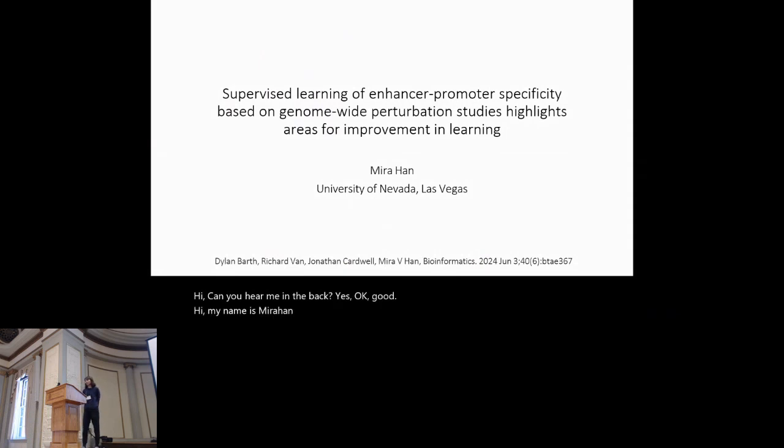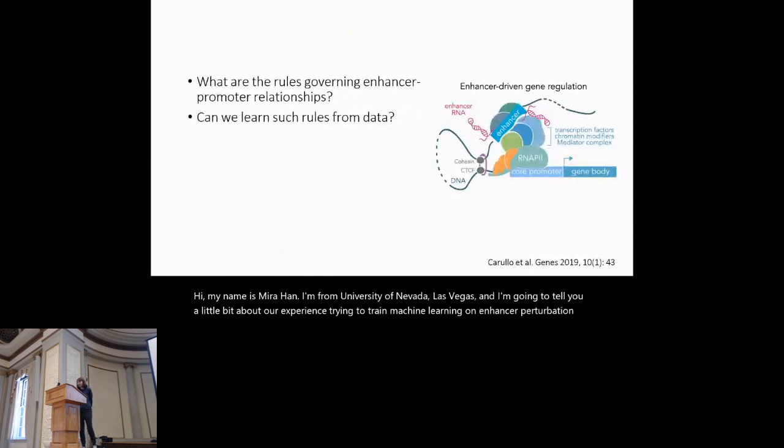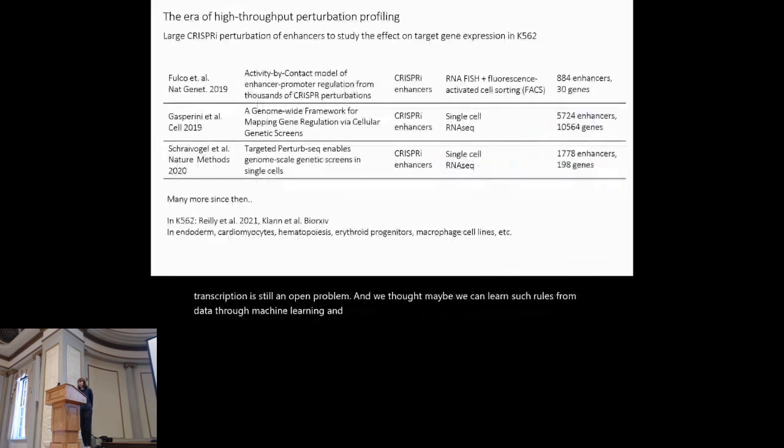I'm from University of Nevada, Las Vegas, and I'm going to tell you a little bit about our experience trying to train machine learning on enhancer perturbation data. Understanding how a particular enhancer finds a specific target gene to enhance its transcription is still an open problem. And we thought maybe we can learn such rules from data through machine learning. And the motivation for it came from these first three studies that were published in around 2019, 2020.